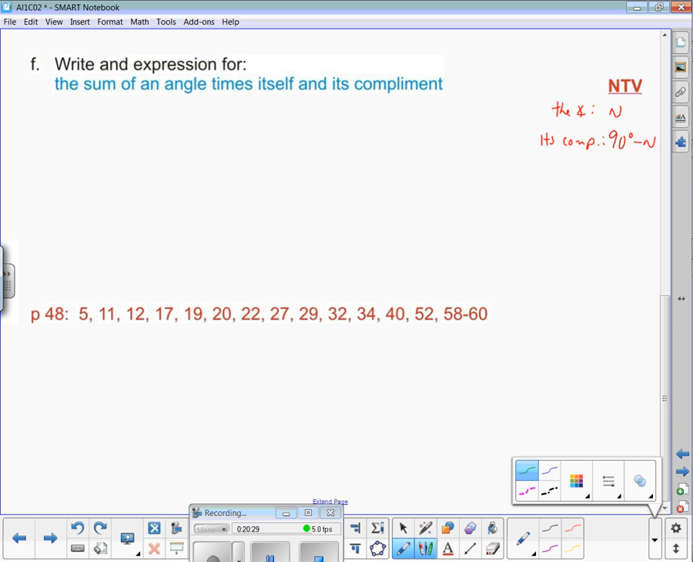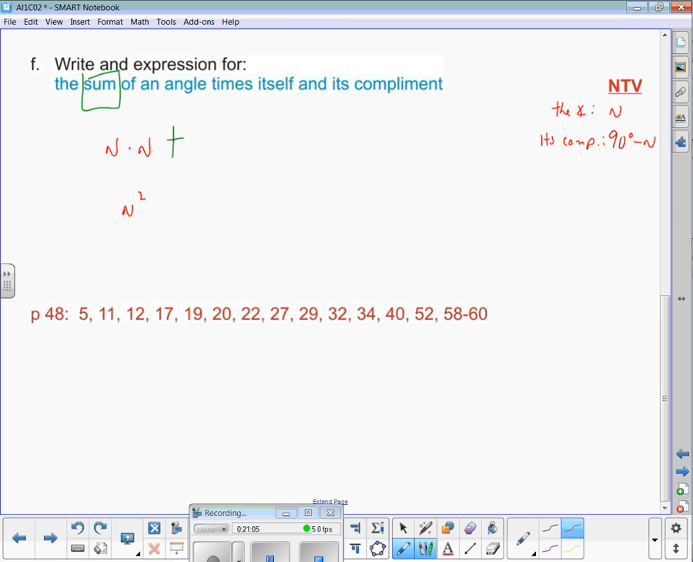All right, we got the sum. So we're going to add. And what are we adding? The sum of an angle times itself. Angle times itself. Is that 2n or n times n? Angle times itself. Well, just do it. The angle times itself. Is 2n and n times n the same thing? And the answer is no. N times n is n squared.